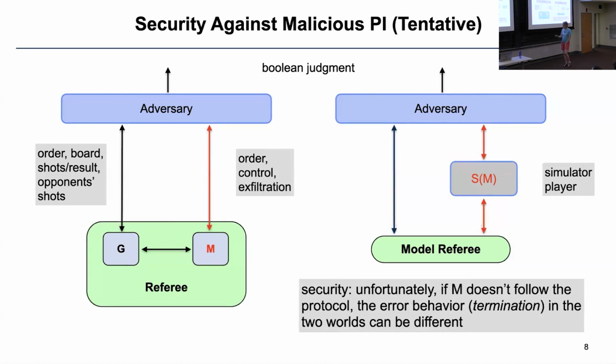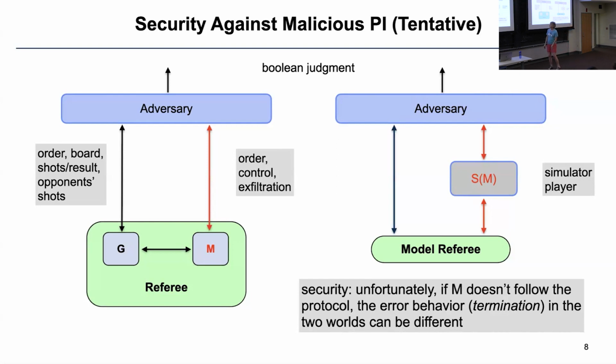But unfortunately, here, if M violates the protocol, then G says, okay, you just gave me something that doesn't work, and the way that we program this would then cause the program to terminate. And over here, unfortunately, that would be happening within the simulator, but the model referee might already have learned enough to be able to give an output to the adversary. And so you would have a little bit more happening over here than there, and so there'd be a sense in which the adversary was telling these two worlds apart.